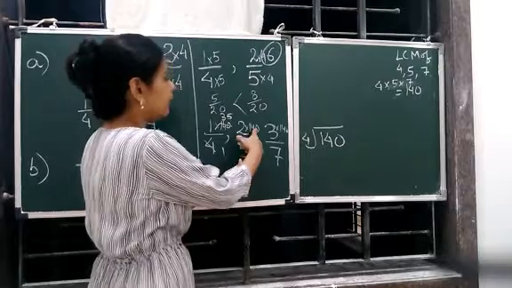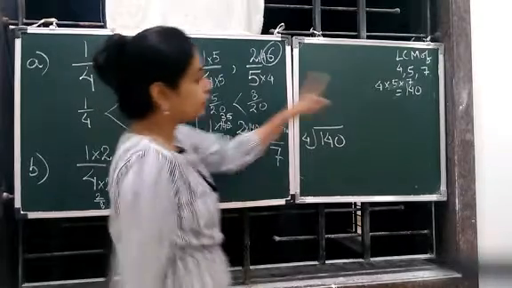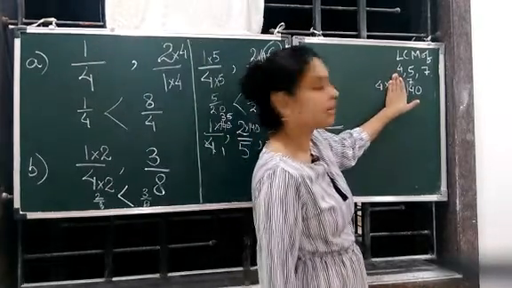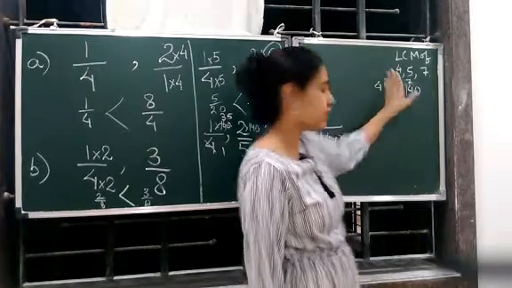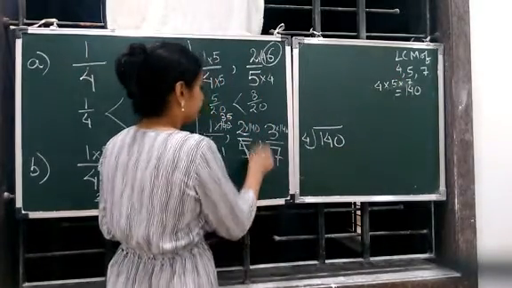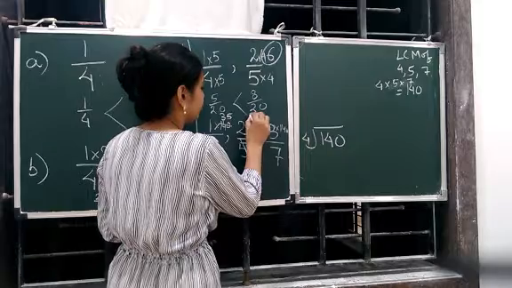Now 5 and 140 you have to divide. Again go there and hide what? Hide 5. What is left? 4 and 7. 4 7s are 28. Cut 5, cut 140 and write 28.